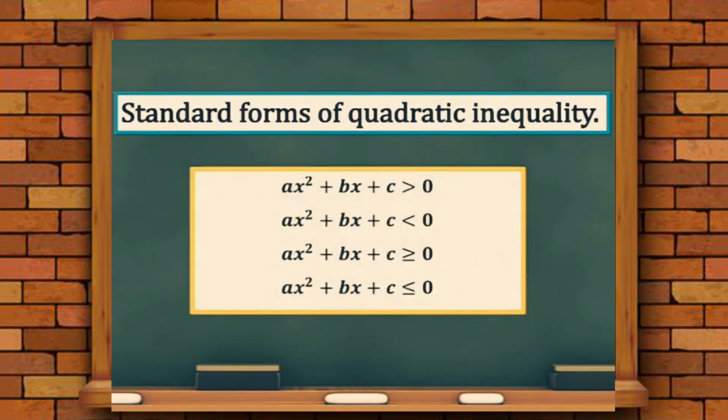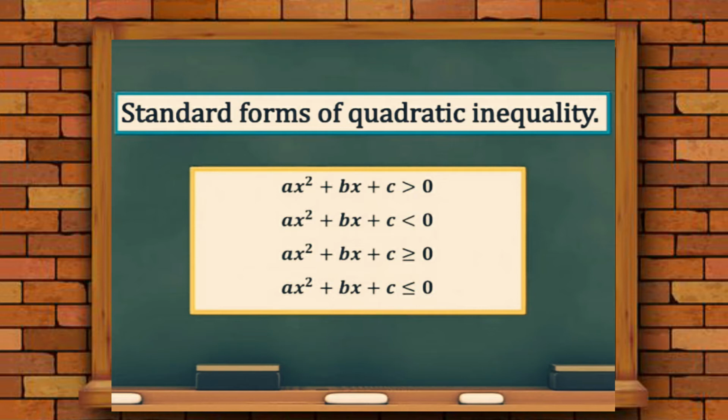And here are the standard forms of quadratic inequality. ax squared plus bx plus c is greater than 0. ax squared plus bx plus c is less than 0. ax squared plus bx plus c is greater than or equal to 0. ax squared plus bx plus c is less than or equal to 0.